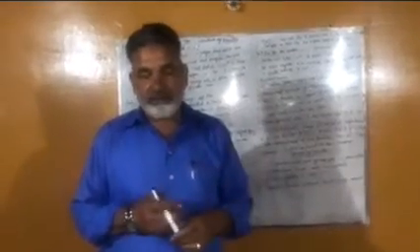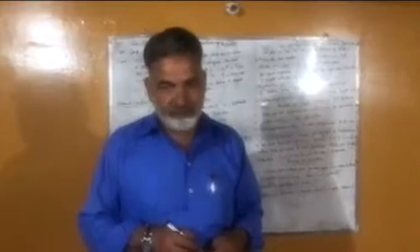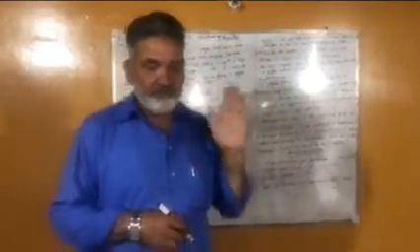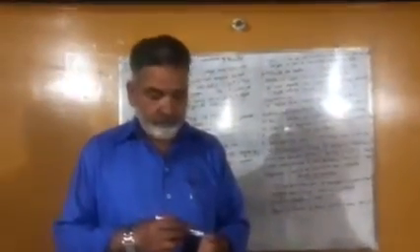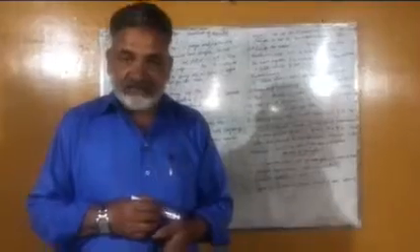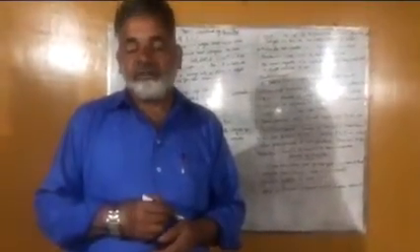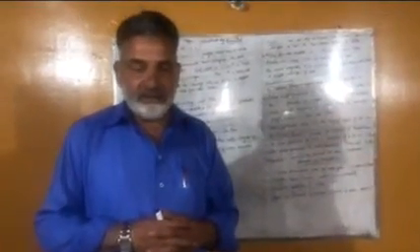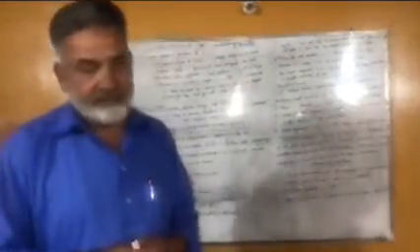Our topic is international organizations, and it is the sixth chapter of the class 12th NCERT book. In the previous video we discussed the United Nations General Assembly and the United Nations Security Council. Today we will deal with its third organ, which is known as the International Court of Justice.